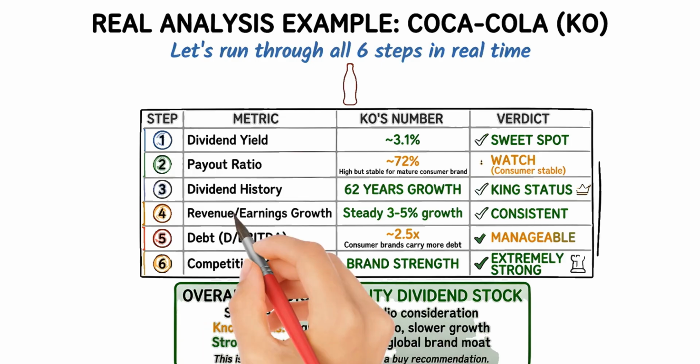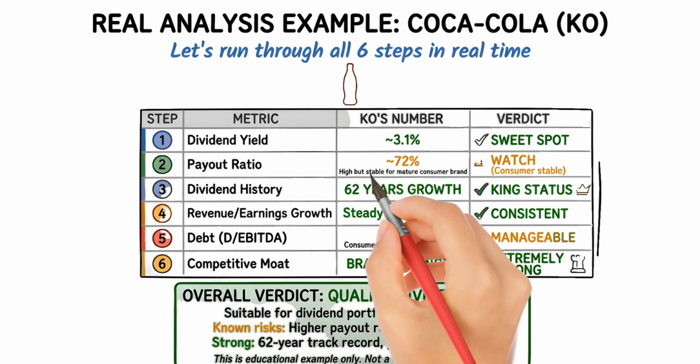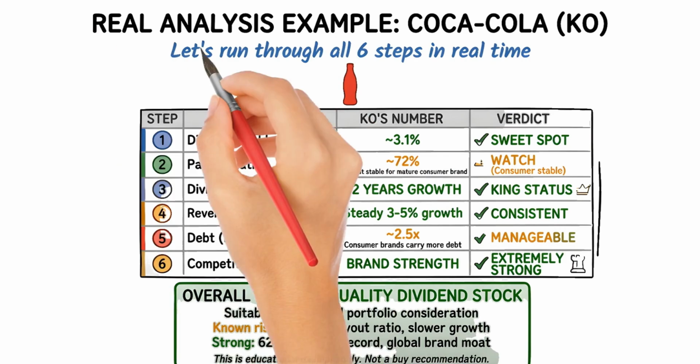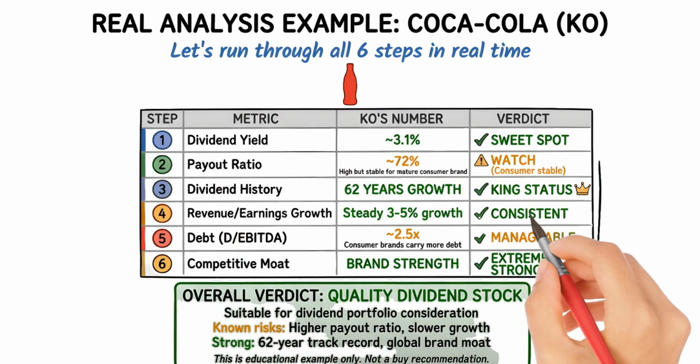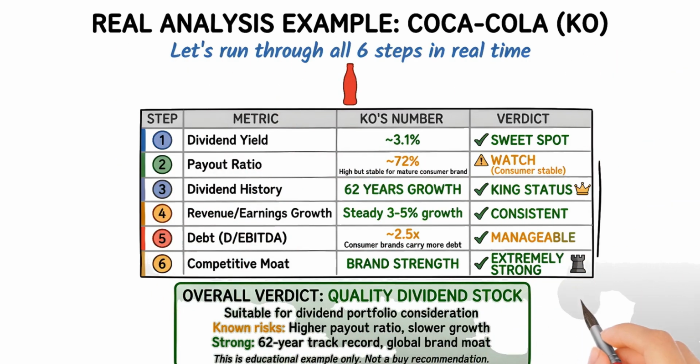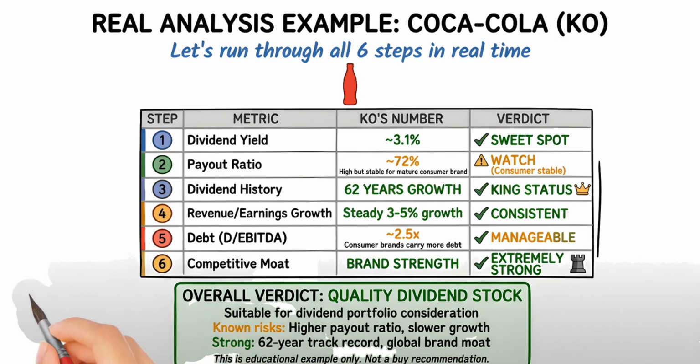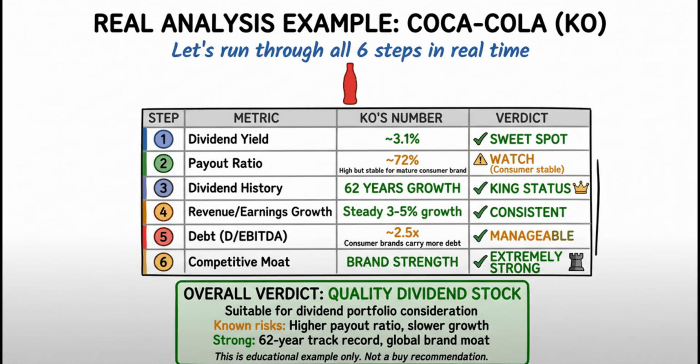Step 4. Revenue and earnings. Steady 3 to 5% growth annually, consistent with what we want to see. Step 5. Debt, around 2.5 times EBITDA. Manageable, though consumer brands do tend to carry more debt. Step 6. Competitive moat. Brand strength that is almost unparalleled globally. Extraordinarily strong moat. Overall verdict on Coca-Cola? It scores well across most of the framework, making it worth considering for a dividend portfolio, with awareness of the higher payout ratio and slower growth profile. This is how you apply all 6 steps to any dividend stock in under an hour.